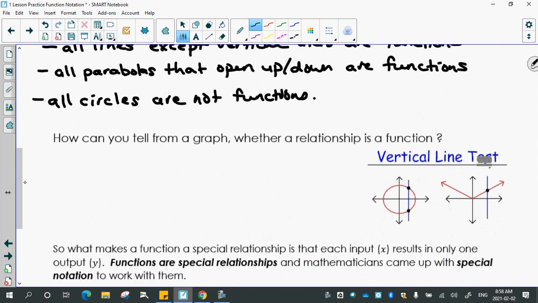How can you tell from a graph whether a relationship is a function? It's called the vertical line test. So you can see I'm showing a vertical line that goes through more than one place on the graph. So we know that circles are not functions. And then they're showing a vertical line, no matter where you put it, it's only going to touch in one spot. Okay, so there's a visual of what the vertical line test is.